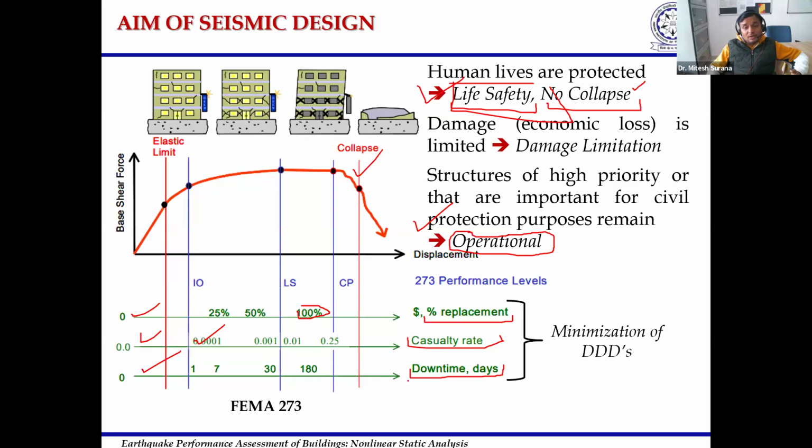Similarly, the downtime will also be very high. For example, in IO it was only a few days. In case of the complete collapse prevention limit state, there can be a downtime of several months to years. So all these three quantities we are representing by three D's. First is representing dollar, second is representing deaths, and third is representing downtime. So dollar, death, and downtime, these are the three D's which are essential elements, and our objective of seismic design is to minimize them. So minimization of 3Ds is the prime objective of seismic design, so that we are able to achieve a perfect seismic design.